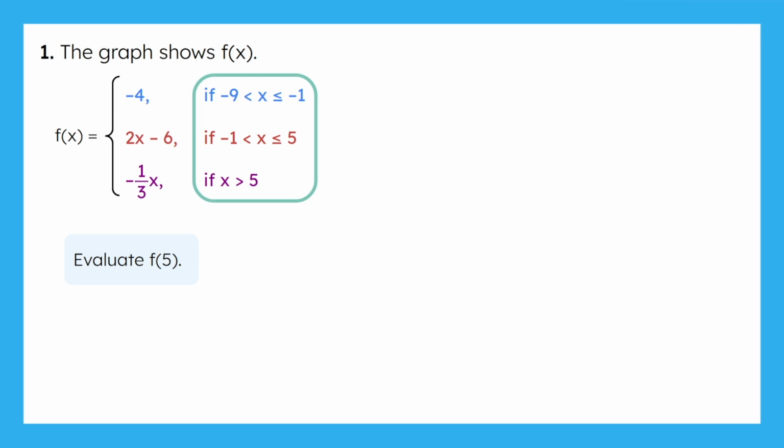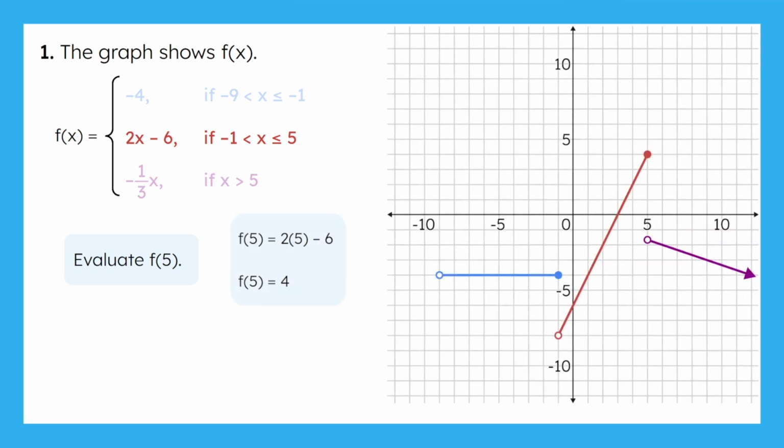We'd have to look at the domain of each interval. The second and third intervals both mention an x value of 5 in their domain, but only the second one actually includes 5, since it uses the inequality symbol less than or equal to. So we use the second subfunction, 2x minus 6, to evaluate f of 5. That gives us an output of 4, which matches the output we identified on the graph where the closed circle is.